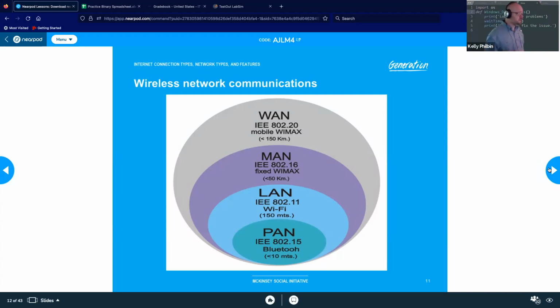And then we get to the LANs, local area networks. This can be wired or wireless as well. And the wireless version of this is the IEEE 802.11.